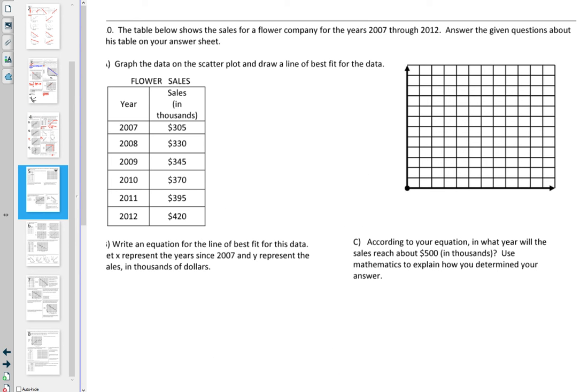The table below shows the sales for a flour company for the years 2007 to 2012. Answer the given questions. Graph on the scatter plot. Write an equation for line of best fit. And according to your equation, okay, fine. This is the funnest one yet.